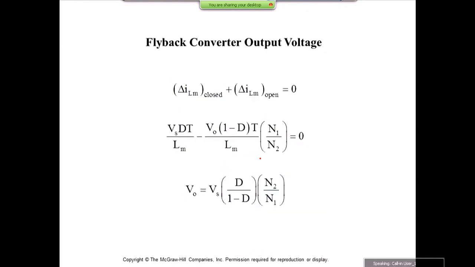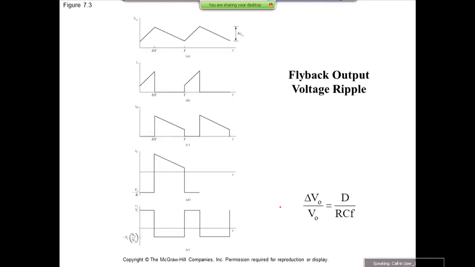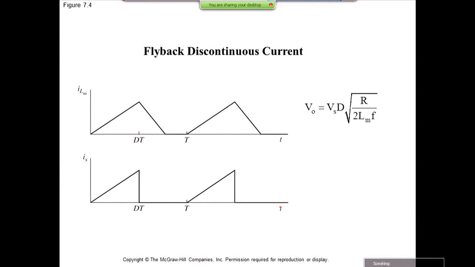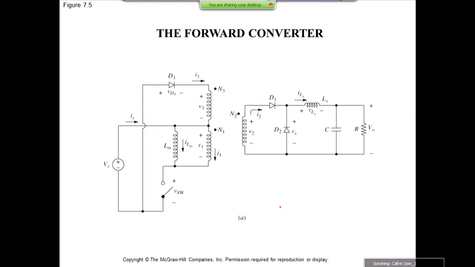So your voltage transfer ratio is D over 1 minus D, which was the buck-boost topology kind of thing, plus obviously we have a transformer involved, therefore the turns ratio of the transformer is also appearing. This we did not cover. This is the flyback converter operating under discontinuous conduction mode. It's very, very easy to follow.